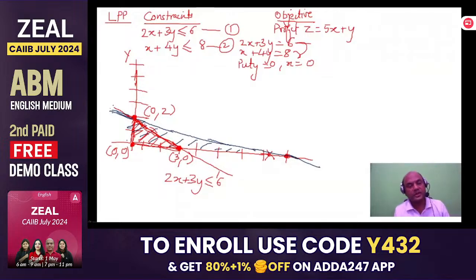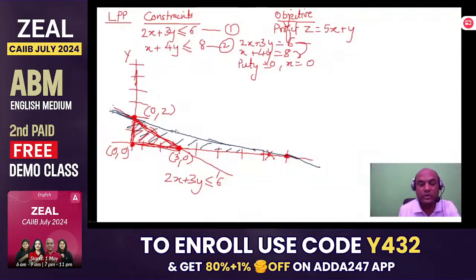Everyone got this? Here on the x-axis, y is always equal to 0, so y will be 0. On the y-axis, x will always be 0. So your points are (0, 2), (3, 0) and (0, 0). These are my feasible points. Why? Because these are common to both the areas, to this area also and this area also. So the common area is this.